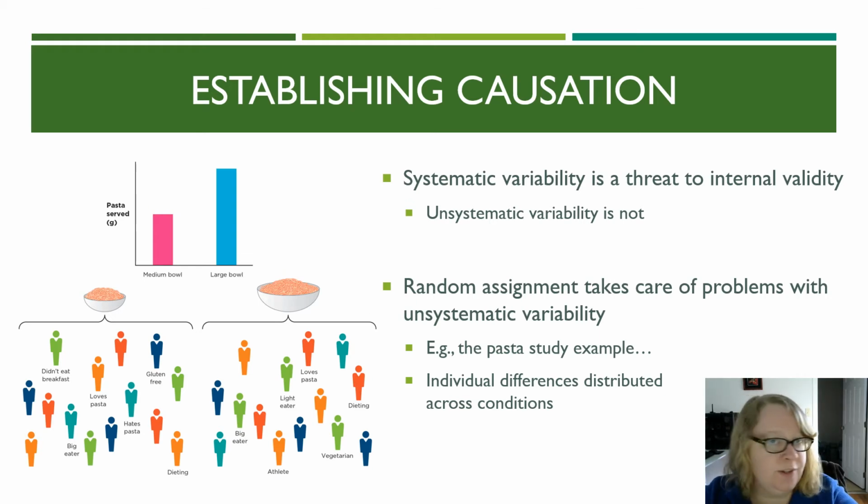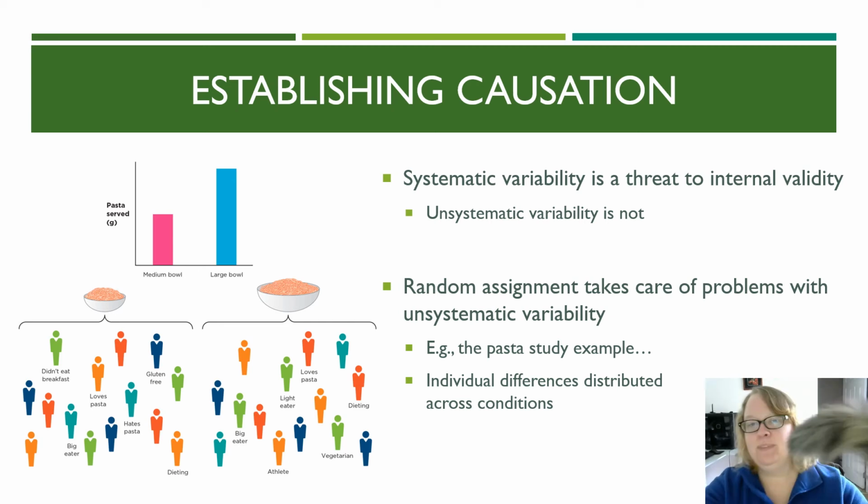So the larger or smaller bowl didn't change what they were doing. There are other characteristics, like whether they are hungry, that created the difference. All right, here's my cat again. So that's why systematic variability is a problem. Now let's talk about unsystematic variability.